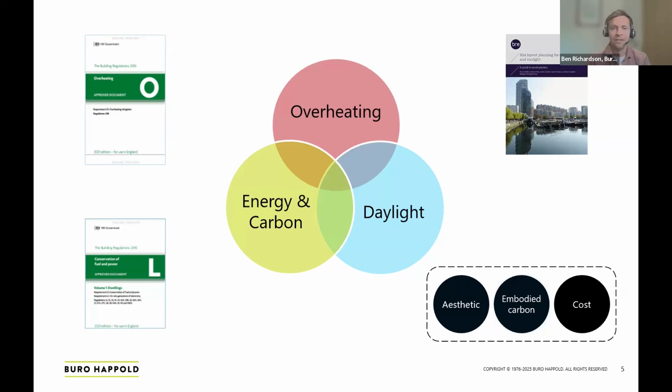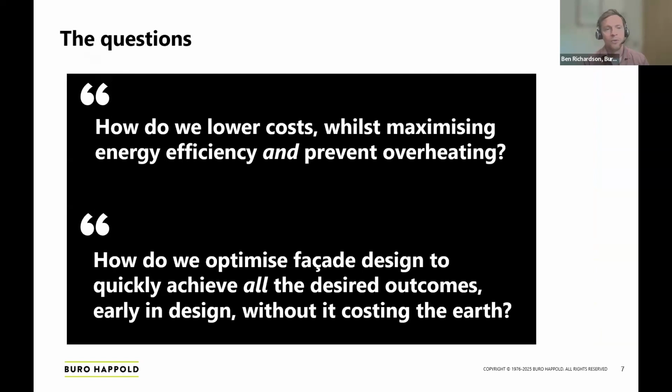And then with all that, we still need to be achieving a certain aesthetic with our buildings. And we've also got to balance it in context of those costs that I mentioned, and the viability challenges that we've had, particularly in the residential sector. So this led us to a few questions. How do we actually manage to keep those costs down, to keep these projects afloat financially, but still maintain energy efficiency and prevent overheating simultaneously? Or in other words, how do we optimize this facade design quickly to achieve all of those outcomes, but early on in the design stage and without it costing the earth?